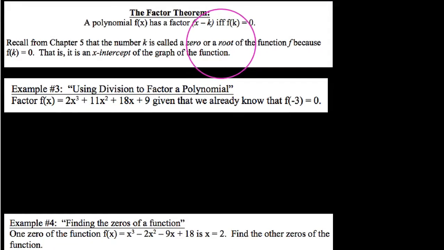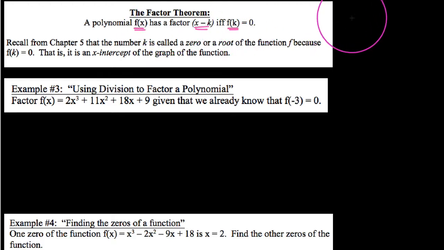Okay YouTube, in this video we're going to be discussing the factor theorem and how we could use that theorem to help factor polynomials of higher degree that are usually impossible to factor otherwise. Okay, so this is the factor theorem here: a polynomial f of x has a factor x minus k if and only if f of k is equal to 0.